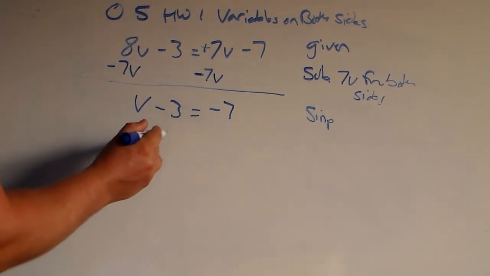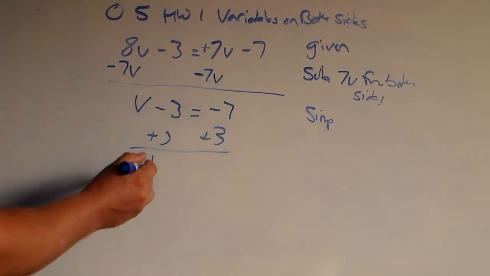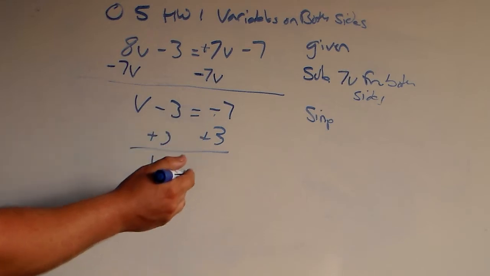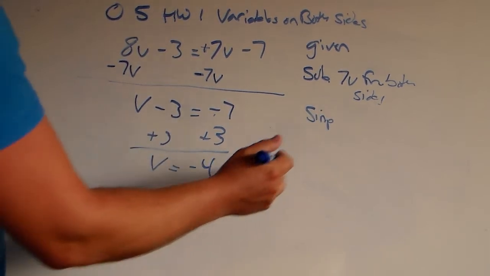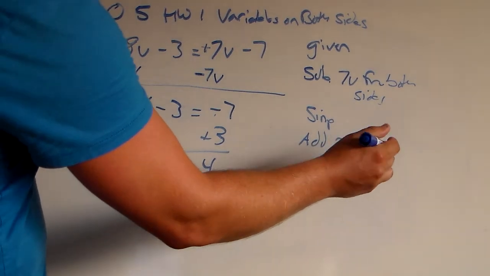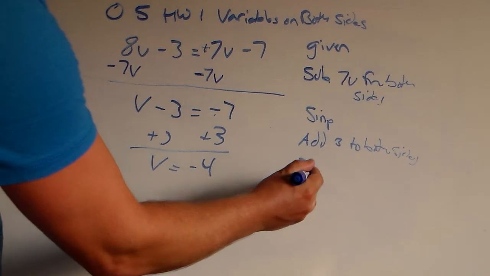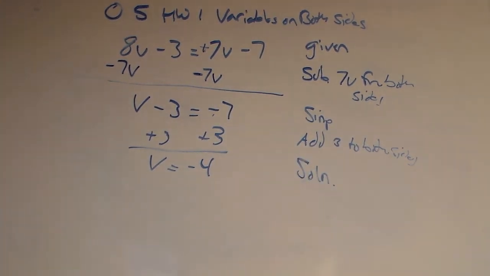Then we're going to add 3 to both sides. So it'll be v equals, well, negative 7 plus 3 gets us negative 4. Both sides. And then we have our solution. So v equals negative 4. And that's the answer in number 1.